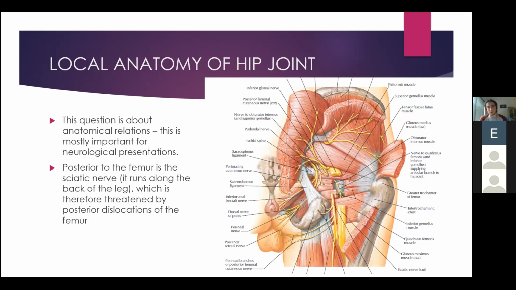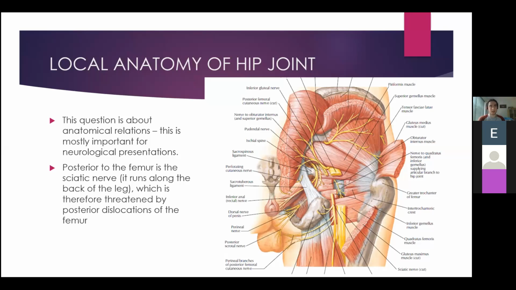In this case, we've got the posterior, the sciatic nerve, and then anterior to that is the femur. So it's the same case in the abdomen. It's the same case in the thorax. You need to know not what is there, but what is around there, because it's the things that are around your structure that are going to be damaged. So in this case, if you have damage to the femur, you can then damage the sciatic nerve, and that's much worse than damage to the femur usually.